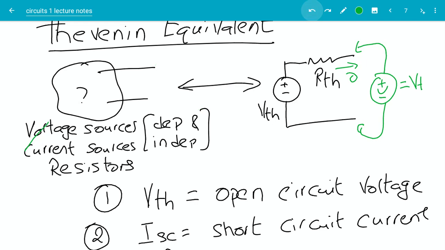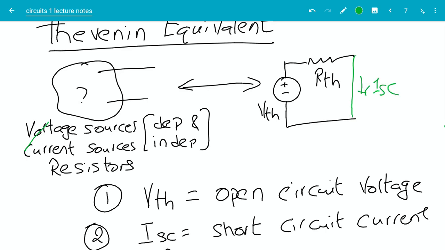The next question is, how do you measure RTH? Again, we'll use the fact that these two circuits behave exactly the same way. If I short it like this and measure ISC, because these two circuits behave exactly the same way, if I short it here and measure ISC, I should measure exactly the same current.